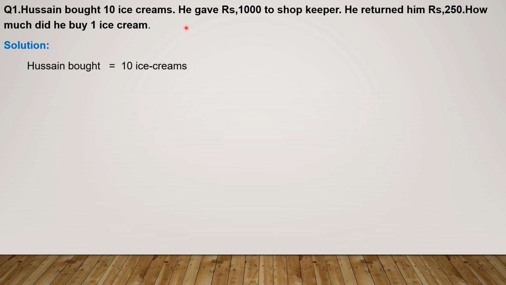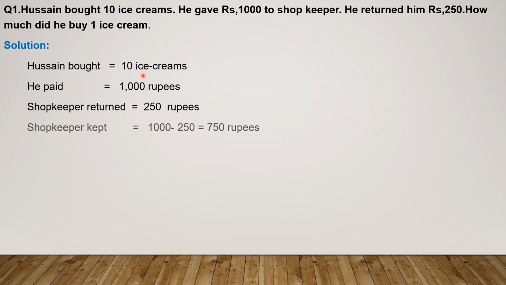The next information that is given in the question is what he gave. Rupees 1000. He paid, or you can write here gave or paid, 1000 rupees to the shopkeeper. Now what happened? The shopkeeper returned him rupees 250. So if Hussein is paying rupees 1000 and the shopkeeper is returning 250 rupees to him, how much money did the shopkeeper keep with him for 10 ice creams?